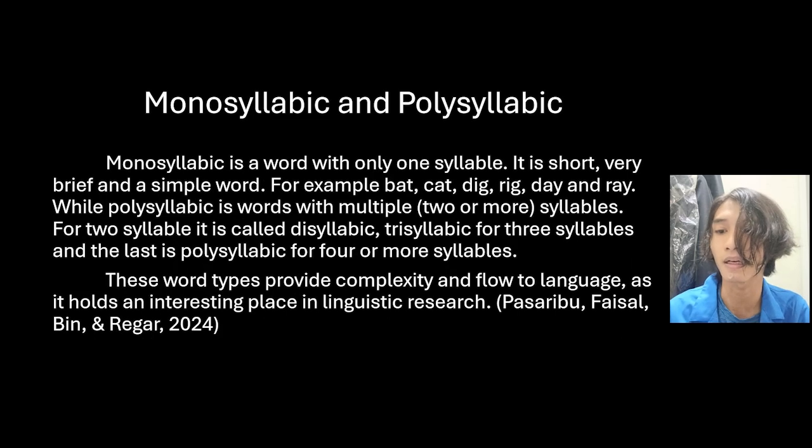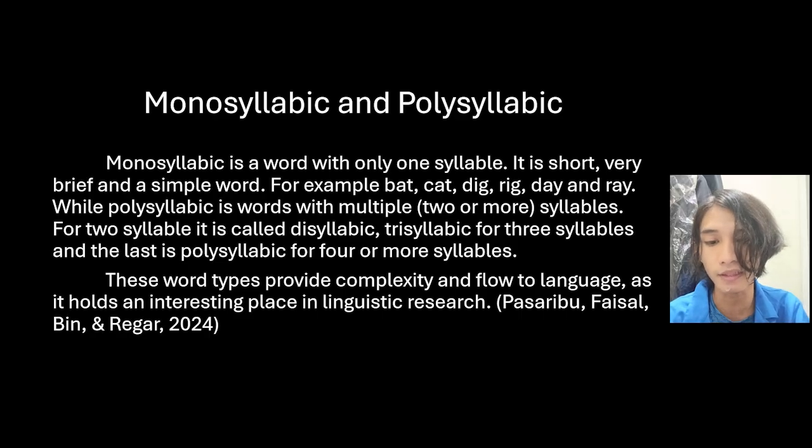And the next is monosyllabic and polysyllabic. Monosyllabic is a word with only one syllable. It is short, very brief, and a simple word. For example, like bat, cat, dig, rig, day, and ray. While polysyllabic is words with multiple, two or more, syllables. For 2 syllables, it is called disyllabic, trisyllabic for 3 syllables, and the last is polysyllabic for 4 or more syllables. These word types provide complexity and flow to language as it holds an interesting place in linguistic research. It is from Pasaribu, Faisal, Bin, and Regar from 2024.